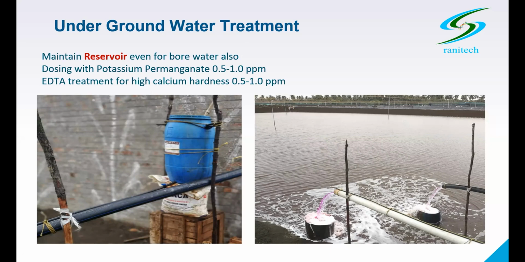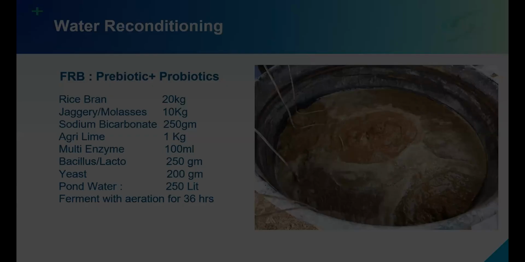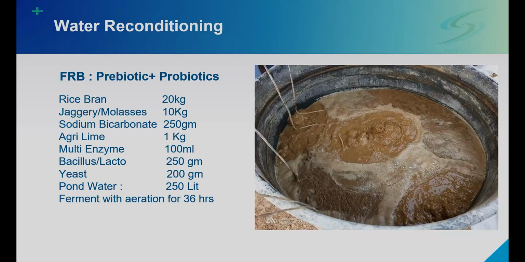So you maintain a reservoir for bore water. Based on the bore water parameters, you need to add some potassium permanganate or EDTA as per the recommendation. You need further treatment for creek waters. You may have to do chlorination and potassium permanganate. So that is for creek water. Whatever treatment we do, we have to rejuvenate the phytoplankton and zooplankton.